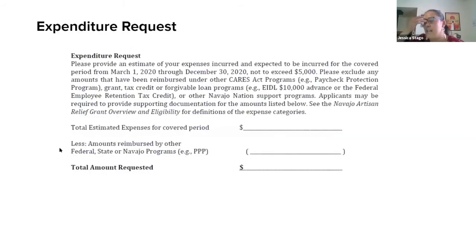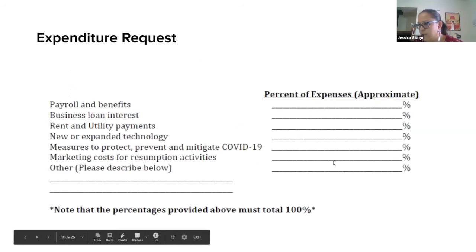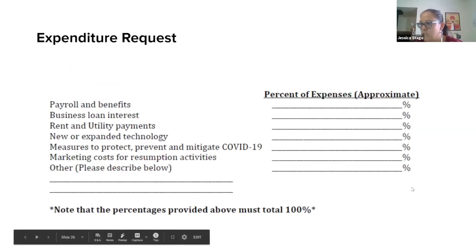So this is what it actually looks like on the application. You'll put the total estimated expenses for the covered period, again, March through December 30th. You'll subtract any other federal, state, or programs that you've received funds from. Again, those are only programs that are here because of COVID-19. And then that's going to be the total amount you requested. And then this is what the percentage looks like on the application. So I just wanted to show you that that's all the detail that they ask for.